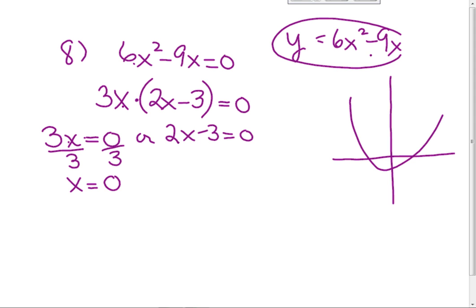Okay, what about this one? How do you solve that one? Lucas. Add 3. So you should be ahead of me. So 2x equals 3, and then what do we do? Divide by 2.